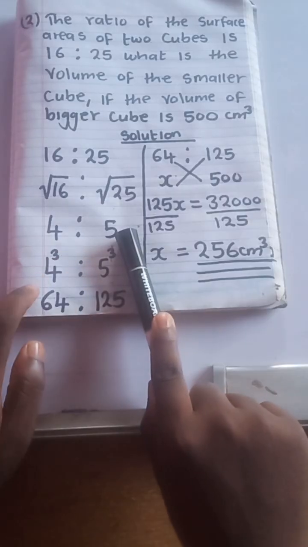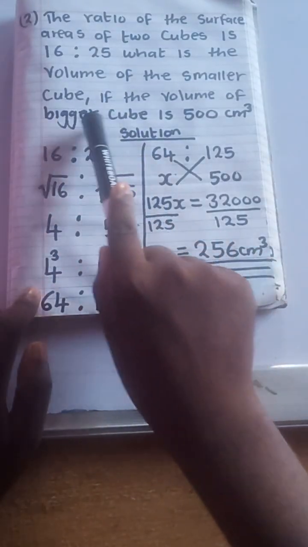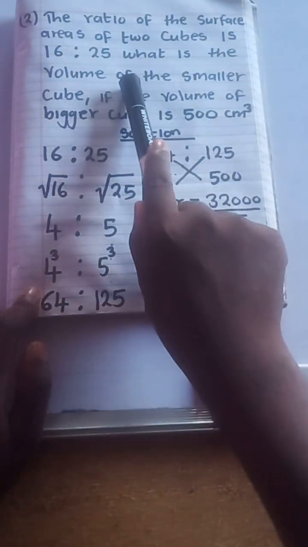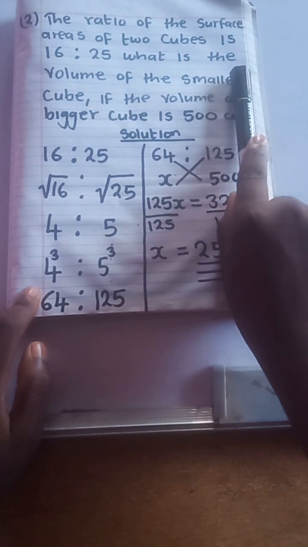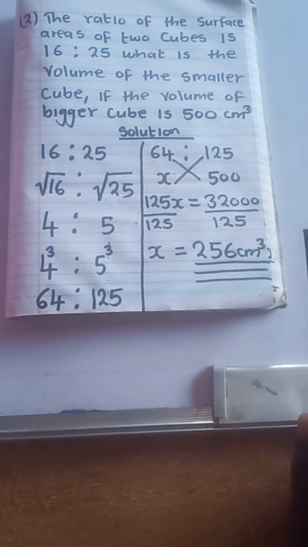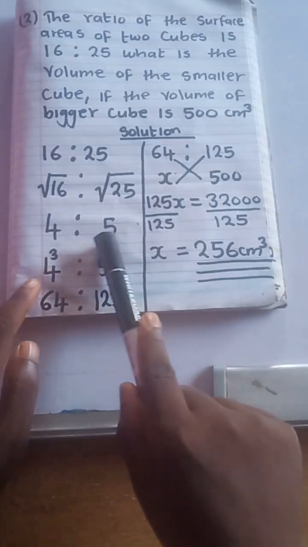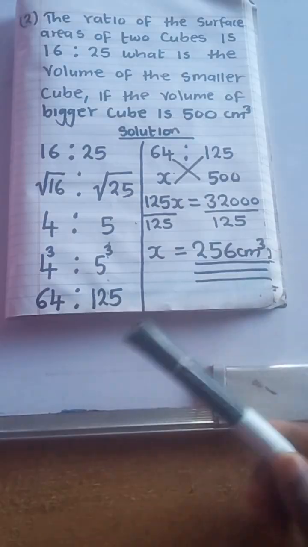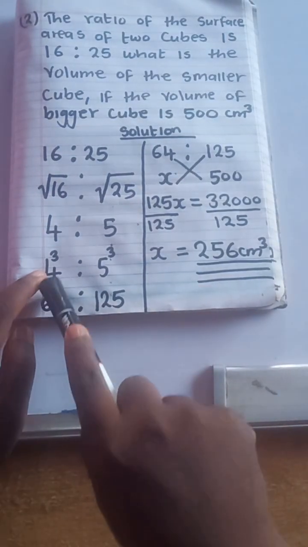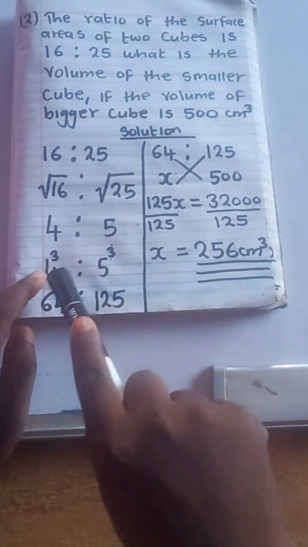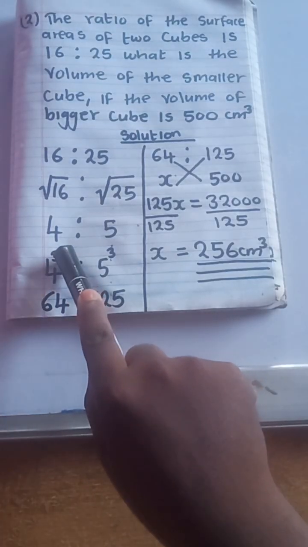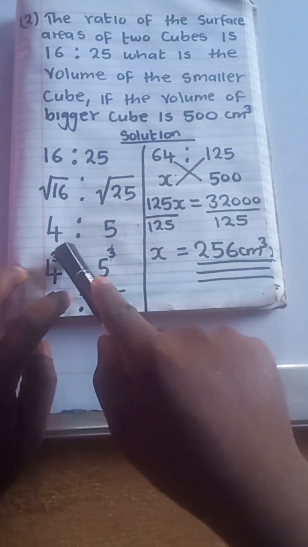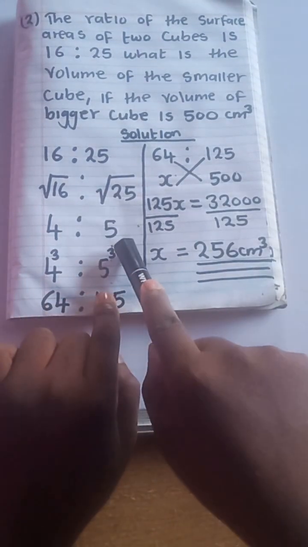Now, the question says, what is the volume? So volume is centimeter cube. So it means after you found these, you have to bring them back to a volume. So you say, this 4 which you got, to the power 3, because you want to find the volumes. So 4 to the power 3 to 5 to the power 3.